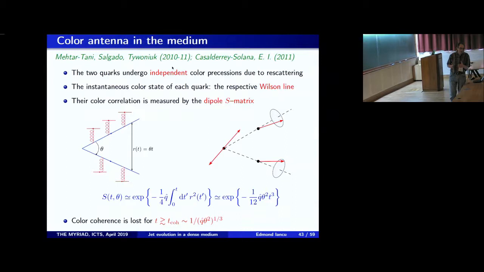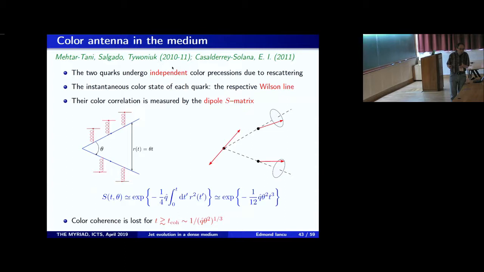But in the medium, independently of any emissions, the quark and the antiquark scatter independently off the particles in the medium. Because they scatter, each of them can exchange color with the medium. And they do that independently because the scattering partners are independent from each other. The instantaneous color state of each of these two quarks is given by the respective Wilson line. And the color entanglement between the two is given by the dipole S matrix. Mind that the dipole S matrix, with the trace of the two Wilson lines, is the probability for the quark and antiquark pair to remain in a singlet state. And that's what we would like to understand.